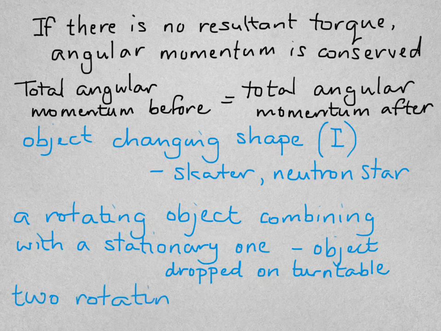A third circumstance is where you've got two rotating objects combining together, or locking together, for example a clutch. Having said that, often when they give you an example with the clutch, one of the discs starts off stationary anyway. So we need to do a few examples of those.